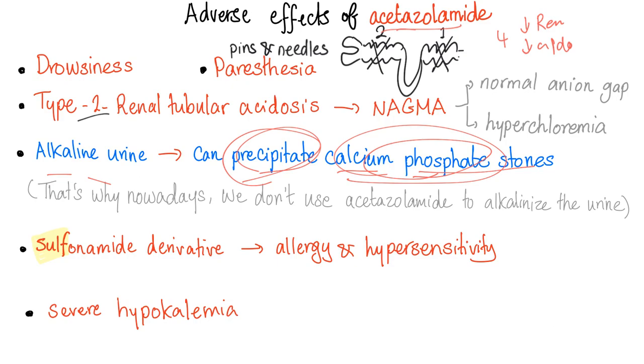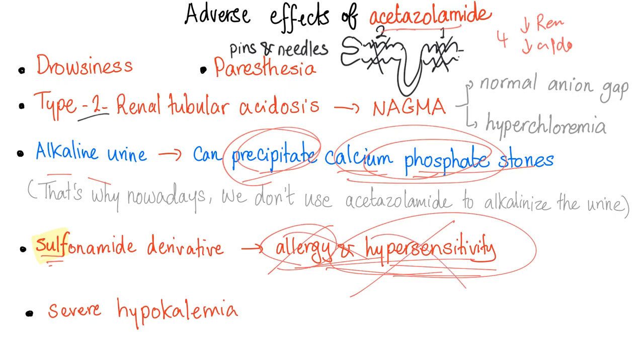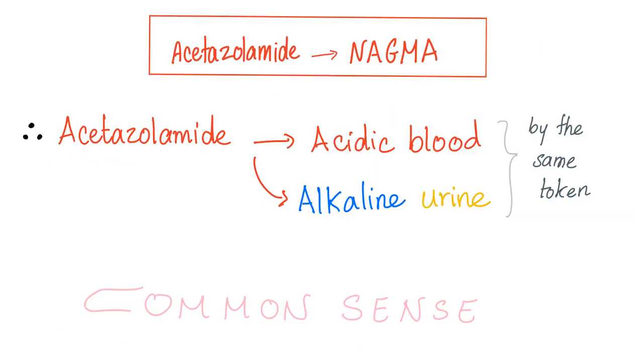Sulfonamide derivative: acetazolamide is a sulfa drug. Therefore, patients who have sulfa allergy are going to be allergic and hypersensitive to that, so don't give it to patients with sulfa drug allergy. Severe hypokalemia. This will affect the muscle, including the heart muscle, and cause disturbance to the EKG, including the famous U wave and other stuff. Here's the summary of this video. Acetazolamide causes NAGMA, normal anion gap metabolic acidosis, also known as hyperchloremic metabolic acidosis. Acetazolamide, you have acidic blood and alkaline urine.